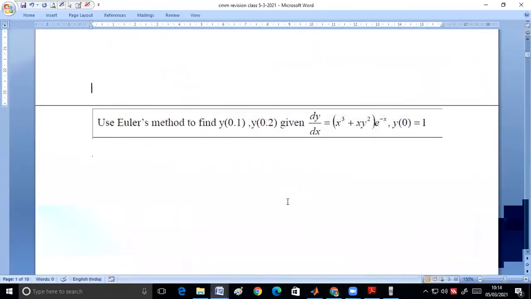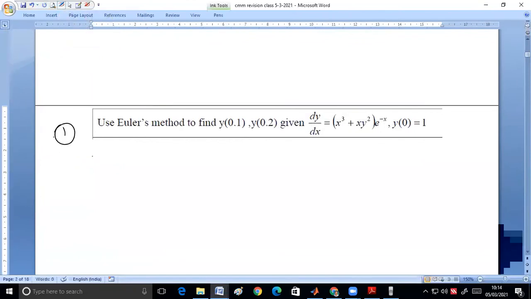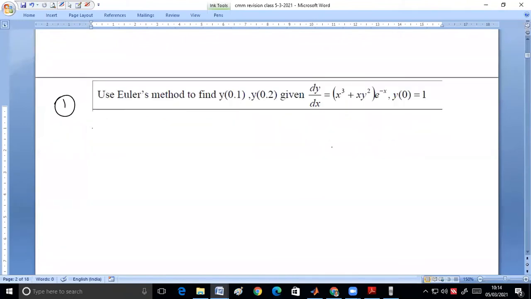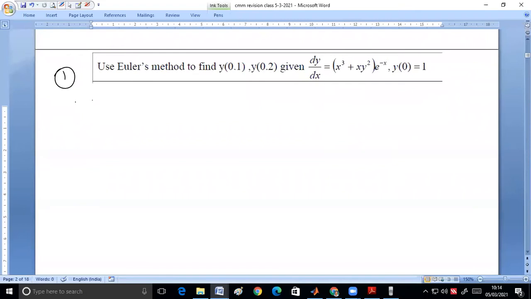So use Euler's method to find y of 0.1 and y of 0.2, given that dy by dx equals x cube plus x y square into e power minus x, at y of 0 equals 1. This is today's first question. Now what is the solution?